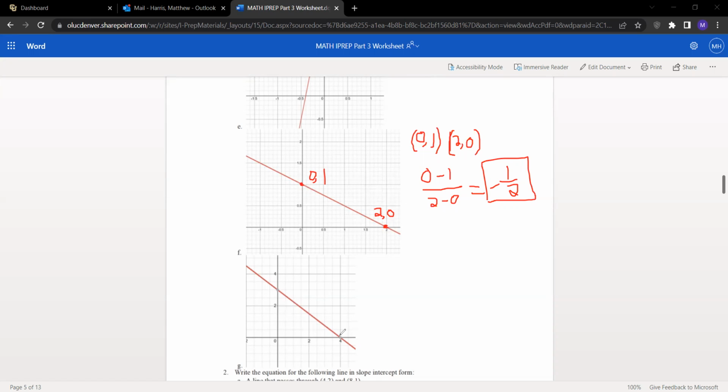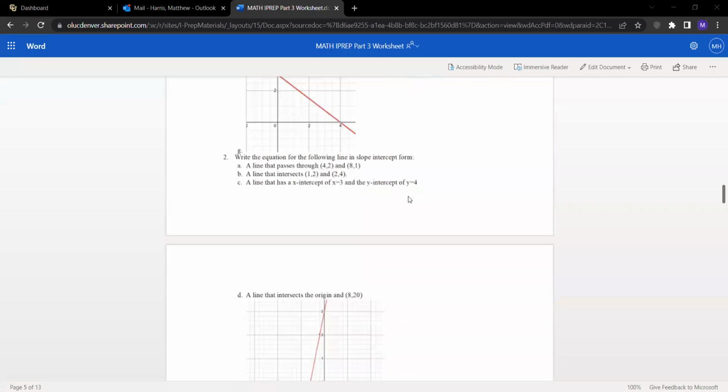So let's try another one. So here we have our intercepts. We have 0, 3 and 4, 0. And we can just go ahead and plug in our equations, right? 0 minus 3 over 4 minus 0, -3 over 4. So those are our problems, and those are our solutions. So now let's go ahead and move on to writing the whole equation based on these.